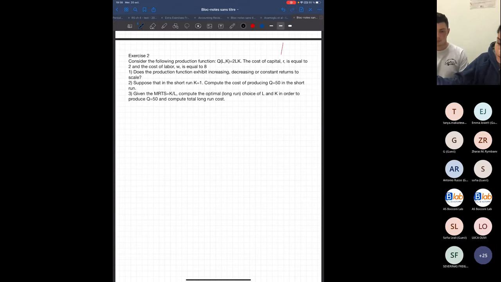Consider the following production function. You have it here. The cost of capital, I'm just writing the values, r is equal to 2. The cost of labor is equal to 8. Does the production function exhibit increasing, decreasing, or constant returns to scale? This is a question you should answer really fast in an exam. It is very likely to be a true or false question that you might find. So think about it for a few seconds and I'll tell you how to solve it.